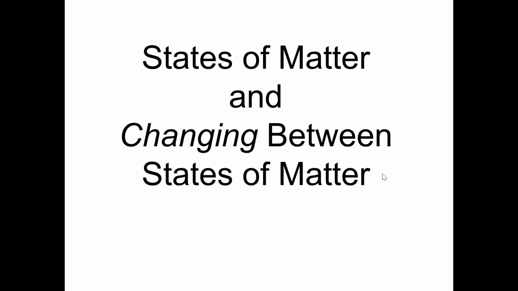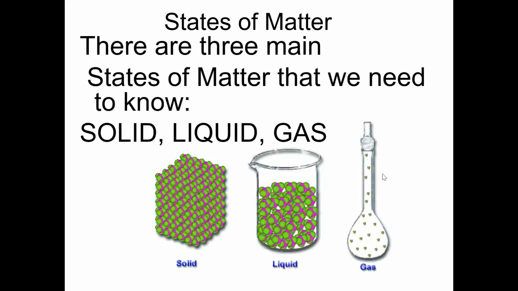So let's start with states of matter and changing between states of matter. There are three major states of matter, and we know this from middle school. There's solids, liquids, and gases. You may have also heard of plasma. It seems like every middle school kid really likes the concept of plasma. It's like a super gas.